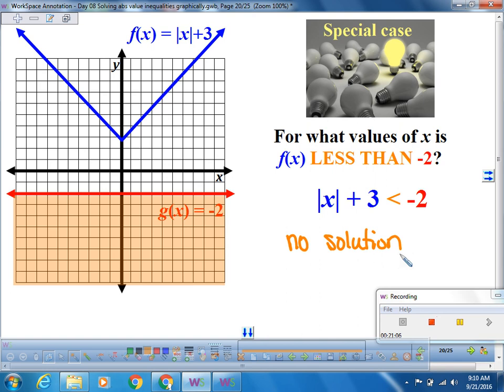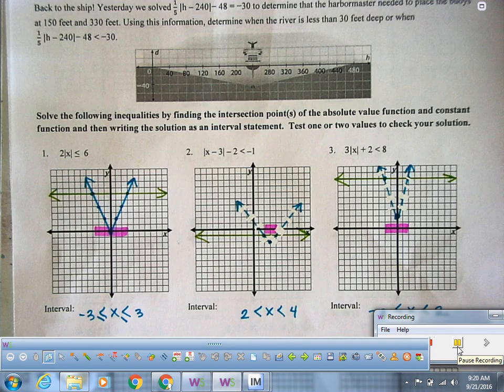Good job, guys. Okay, so here's the answer to your first 3. Does anybody have any questions? See how I highlighted? Is that better? There we go.